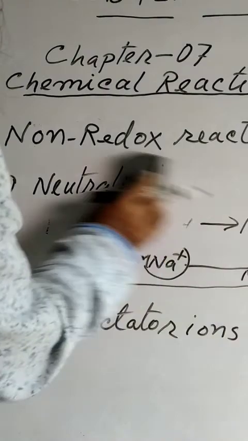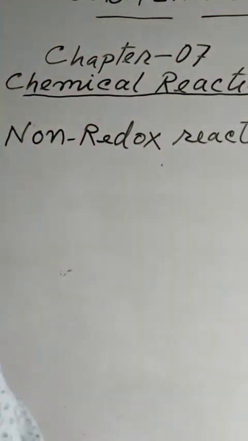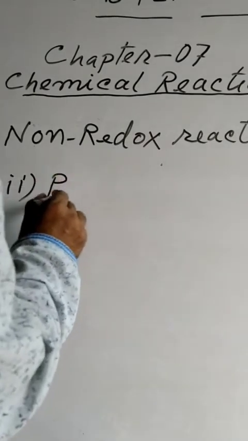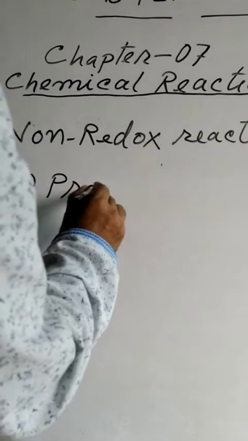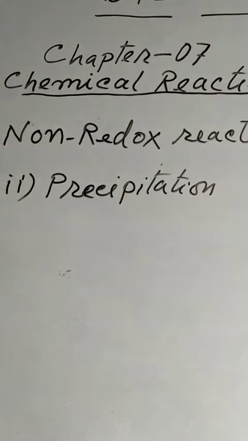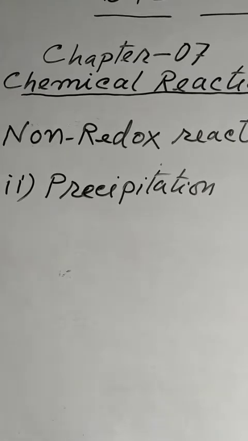Next one, precipitation reaction. The reaction in which two different soluble salts or compounds react together and produce one or more compounds that are insoluble in that solvent is called a precipitation reaction.